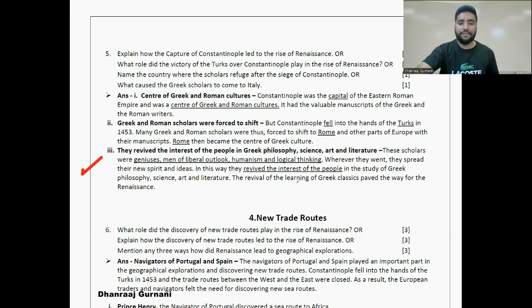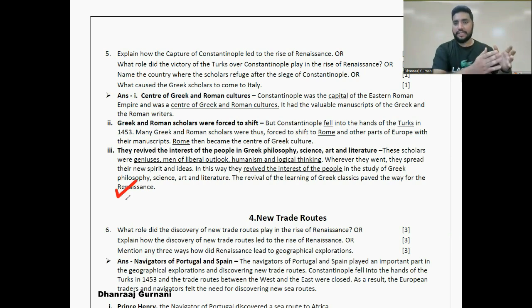Third one, they revived the interest of the people in Greek philosophy, science, art, and literature. These scholars were geniuses, men of liberal outlook, humanism, and logical thinking. Keywords: geniuses, men of liberal outlook, humanism, and logical thinking. Wherever they went, they spread their new ideas and spirit. In this way, they revived the interest of the people in the study of Greek philosophy, science, art, and literature. And the revival of learning of Greek classics paved the way for the Renaissance.